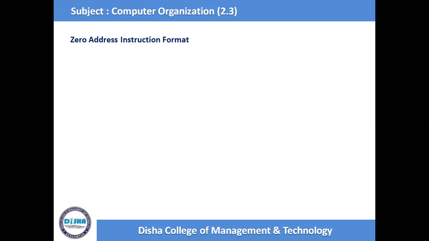In the zero address instruction format we work with the stack based CPU, and we know that a stack works with two operations, that is pop and push. The pop operation means to retrieve data from the stack structure, and push means to insert data into the stack. In previous classes we came to know that a stack based CPU doesn't use any address field, so that is called the zero address instruction format.